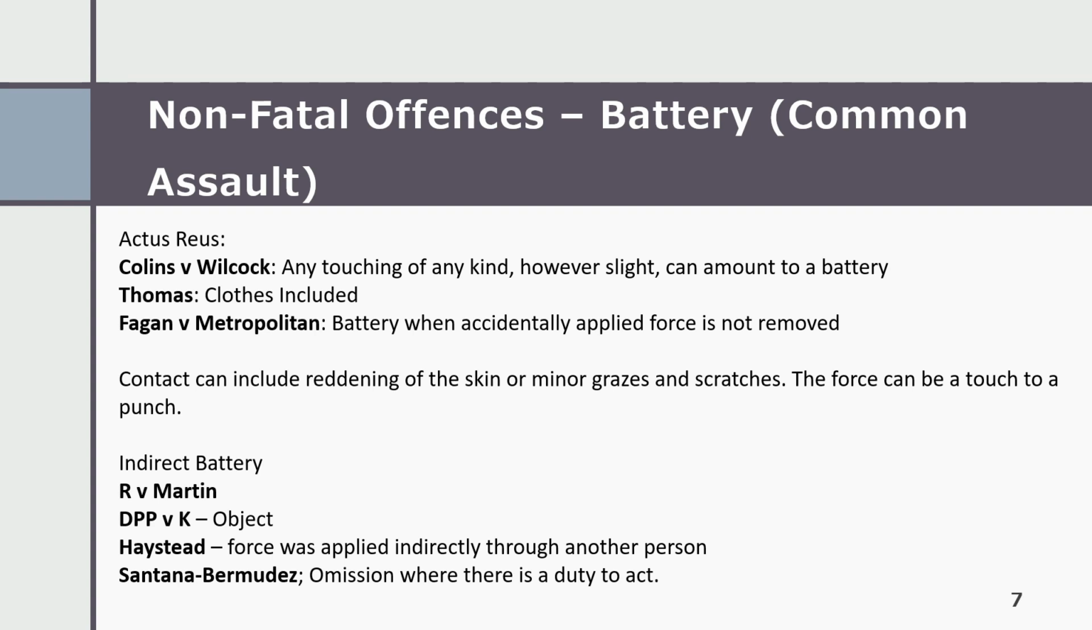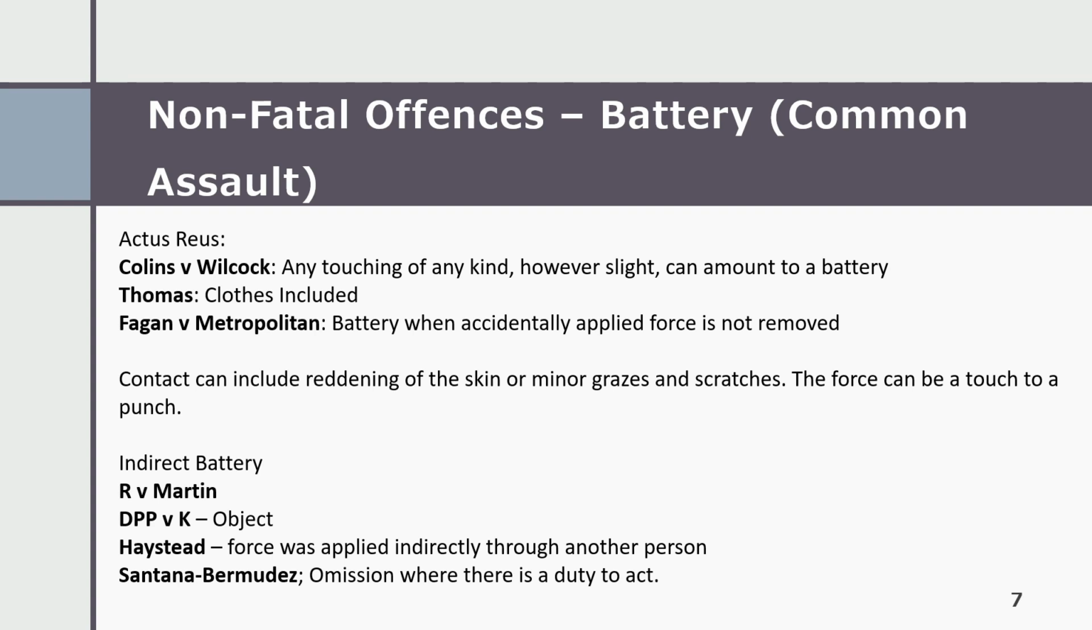So indirect battery is the next one. So direct and indirectly in your definition. R v Martin, you have the case of that. DPP v K is for object. For R v Martin, after this recording, I'll look it up and I'll attach the case facts to it. So DPP v K is where force was used via an object. Haystead was where force was applied indirectly through another person, and Santana Bermudez is where there was an omission, where there is a duty to act.